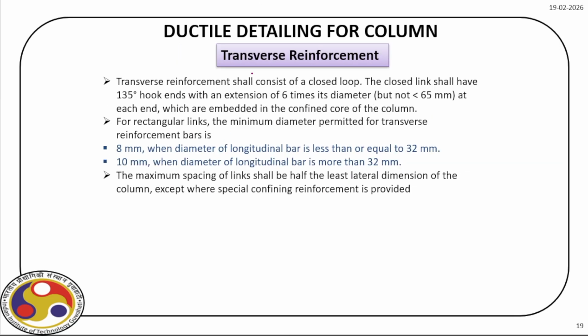Then for the transverse reinforcement, what are the guidelines? Let us quickly go through. Transverse reinforcement shall consist of a closed loop. We should not have any open loop, which is obvious because an open loop will not provide sufficient confinement of the longitudinal bars. The closed link shall have 135-degree hook ends with an extension of 6 times its diameter, but not less than 65 millimeter at each end, which are embedded in the confined core of the column.